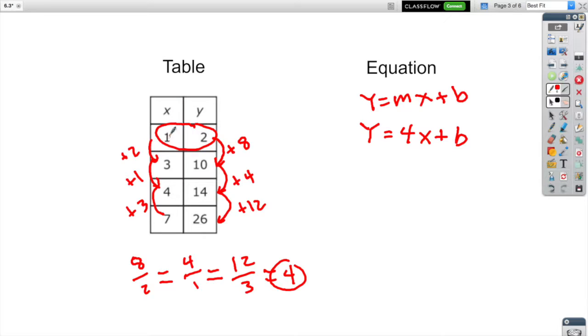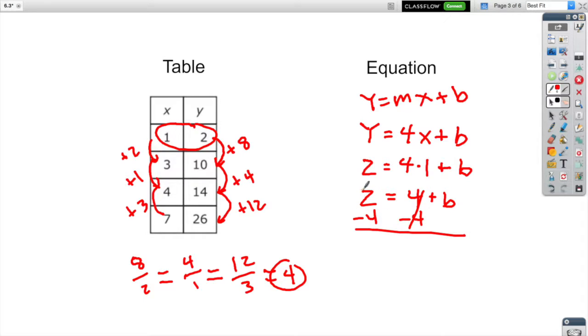You can take your x value of 1 and plug it in. So 4 times 1. You can take your y value of 2, plug it in there. And by filling in the rest of the slope-intercept equation, we're down to one variable which we can solve for. 2 equals 4 times 1, which is 4, plus b. If I subtract 4 from both sides, 2 minus 4, that's negative 2, equals b.